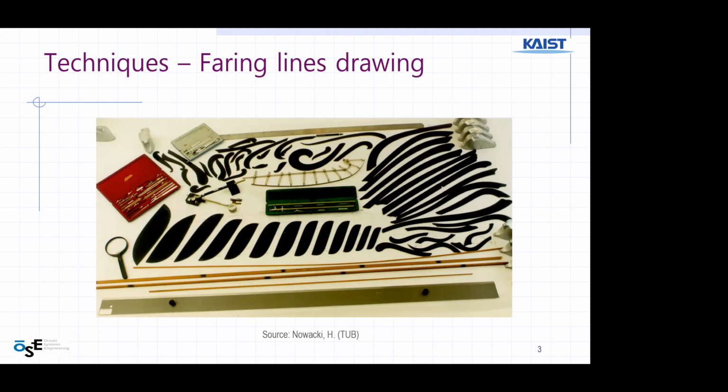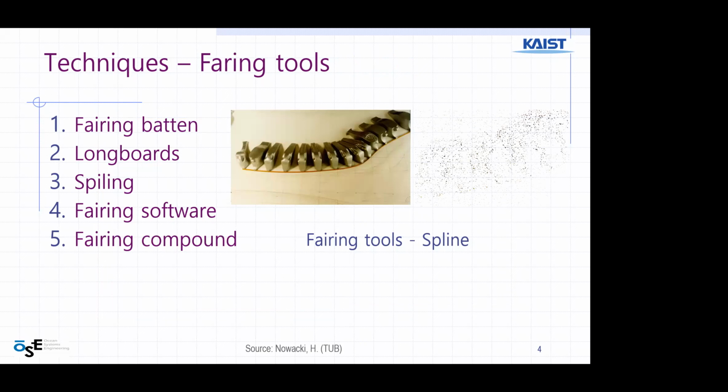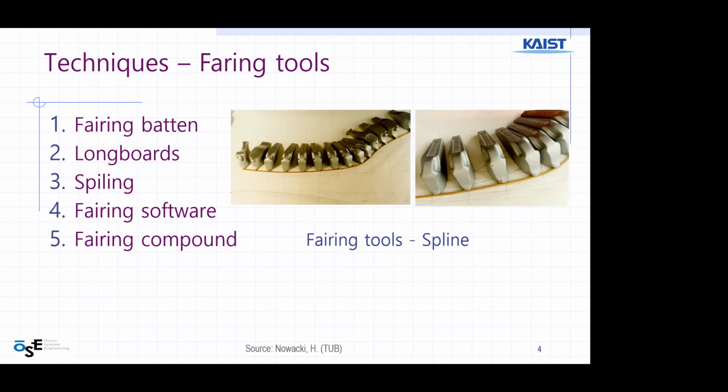So fairing refers to the process of ensuring that the lines and curves of a ship's hull are smooth and free from irregularities, which is crucial for reducing hydrodynamic drag and ensuring faster, efficient performance. Some common tools and techniques include: first, the fairing batten, a flexible wooden or plastic strip used to test and adjust the smoothness of curves on the hull. It is placed along the hull to identify and correct any irregularities.